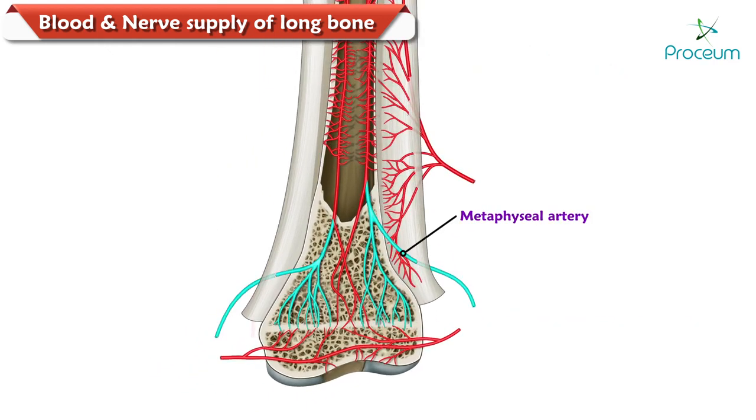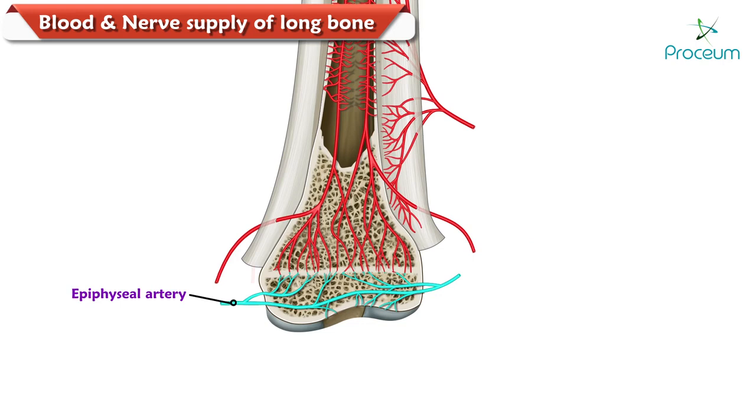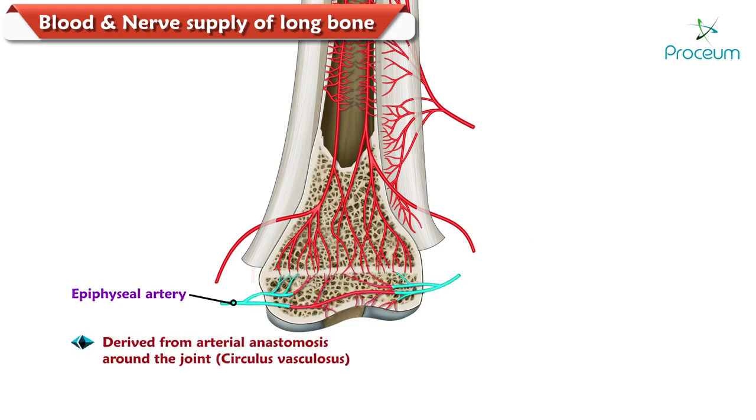Now the metaphyseal, also known as the juxtaepiphyseal arteries. They are derived from the neighboring arteries and enter the metaphyses directly along the attachment of the capsule. Epiphyseal arteries. These are derived from the arterial anastomoses around the joint, known as circulus vasculosus. They enter the epiphyses either directly or after piercing the epiphyseal cartilage.